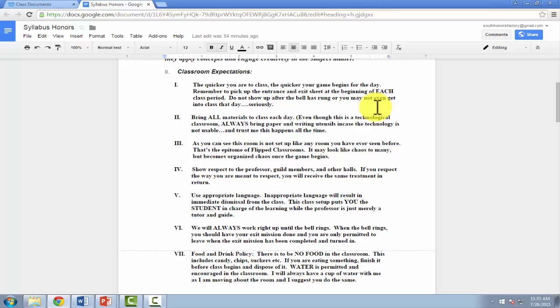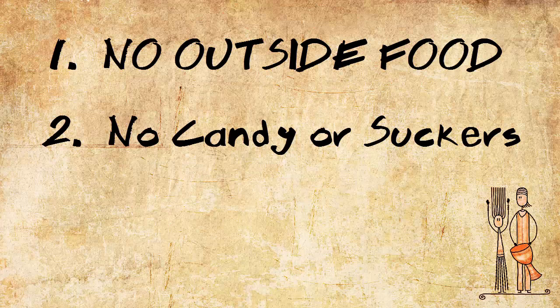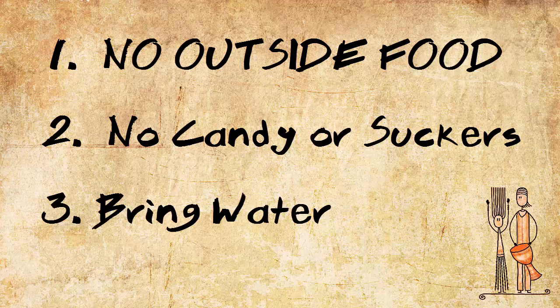And finally, number 7, the food and drink policy. Look, we all want to eat. We're all hungry, but we can't have food as it just makes a mess everywhere in the class. So please don't bring outside food. Don't bring crackers. Don't bring chips. Don't bring any of that stuff. No candy, no suckers.